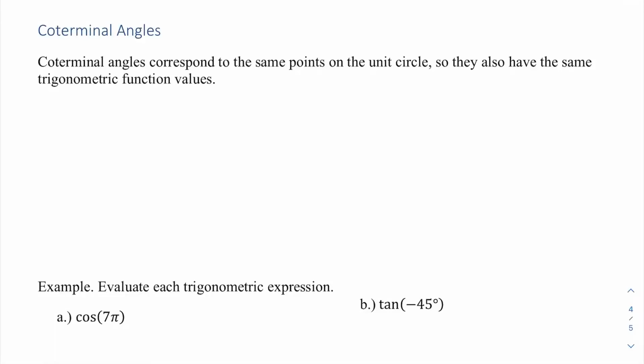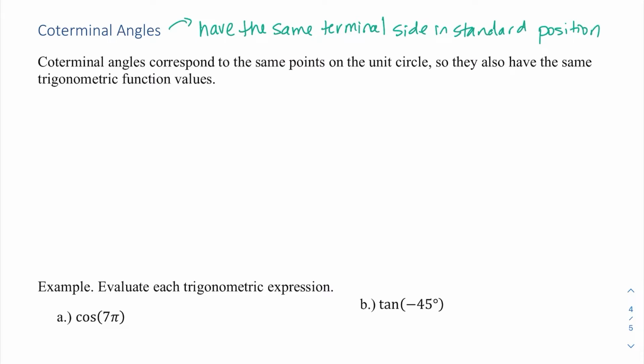Coterminal angles. Let's remember what coterminal angles are. Coterminal angles have the same terminal side in standard position. Okay. So coterminal angles correspond to the same points on the unit circle, so they also must have the same trigonometric values. So let's take a look at that if we draw out a unit circle.